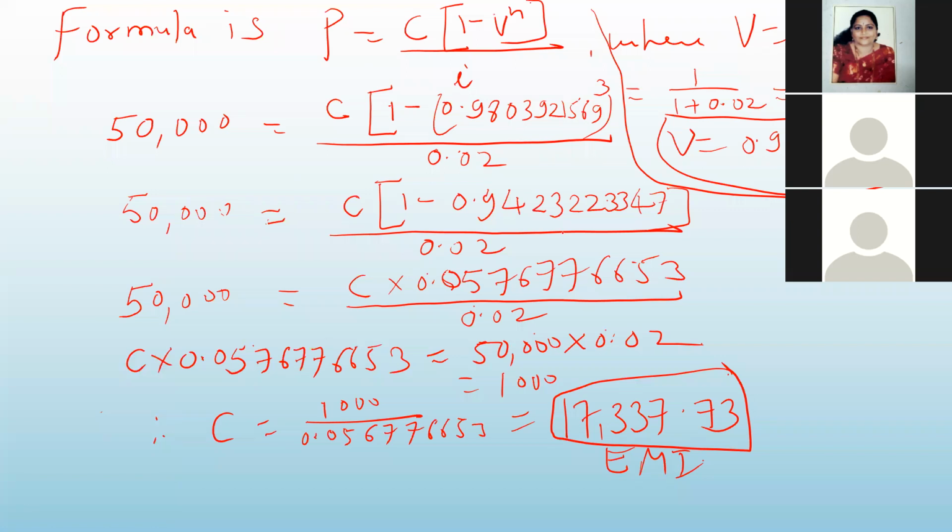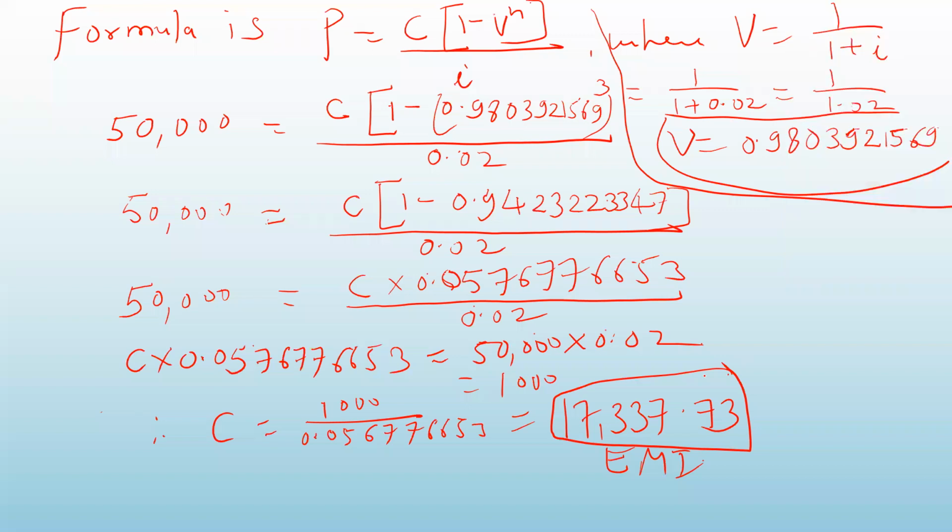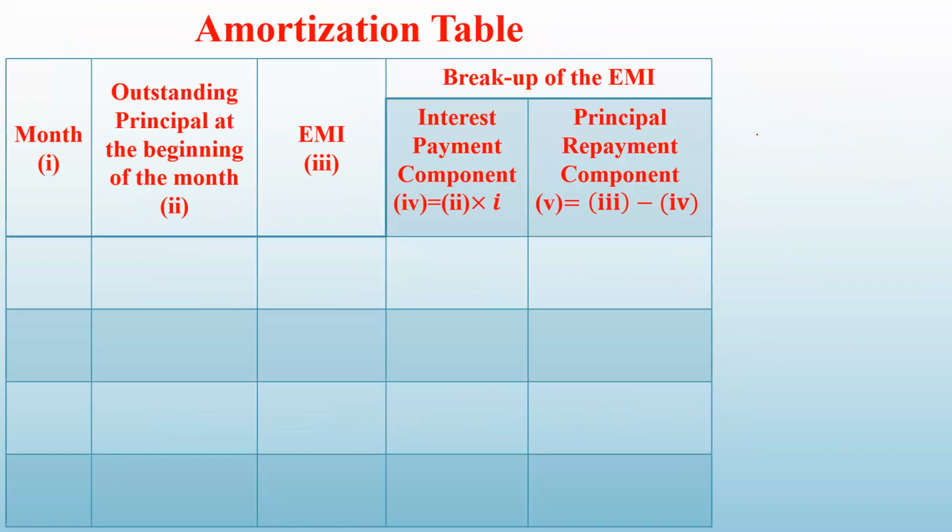This was nothing new. We have done it so many times. Now let us do the amortization table. As usual, we will first write down the parts of the table. First column is month. Second is outstanding principal at the beginning of the month. Third is EMI, amount of EMI. And then the fourth column gets broken up into two parts: fourth is interest payment and fifth is principal repayment.